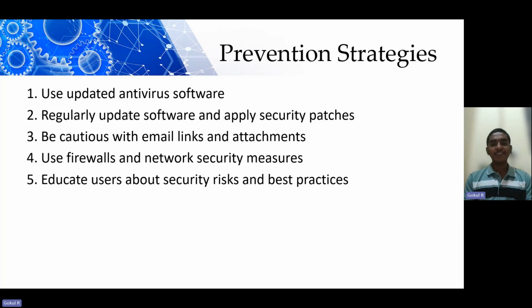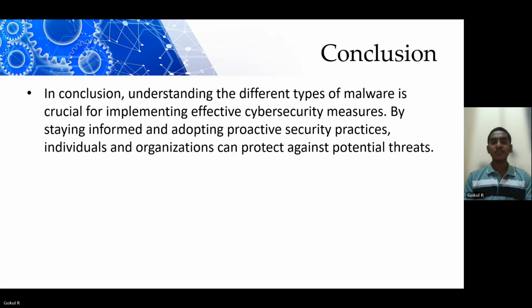We need to use firewalls and network security measures, and we should not turn off the firewalls at any time. We need to educate users about security risks and best practices by explaining the advantages and disadvantages of malware. Overall, understanding the different types of malware is crucial for implementing effective cybersecurity measures. By staying informed and adopting proactive security practices, individuals and organizations can protect against potential threats from malware to their systems.